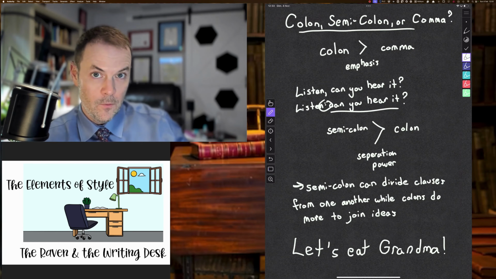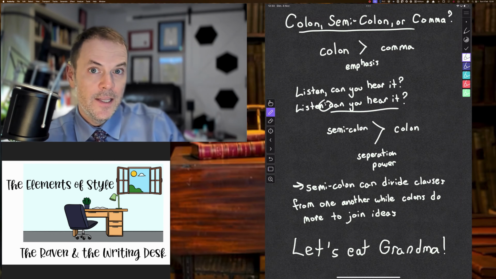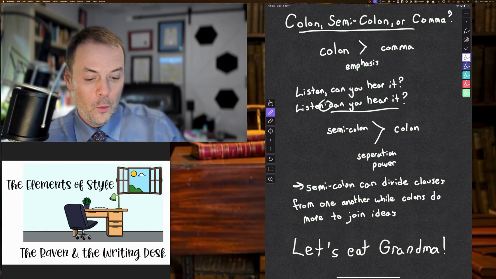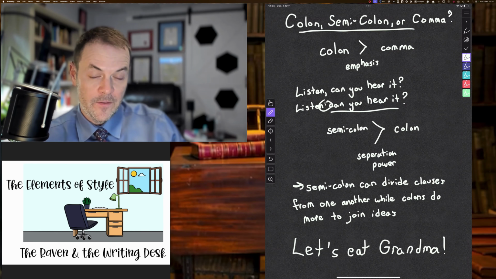So, as the writer, you're doing the stage cues. What do you want the reader to know about the information that follows? Also, the semicolon has greater separation powers than the colon. What does that mean? As we've already seen in this rule, the colon is setting up important information. It's an important part of the sentence, whereas a semicolon is going to divide clauses. It makes a clearer separation between the ideas.